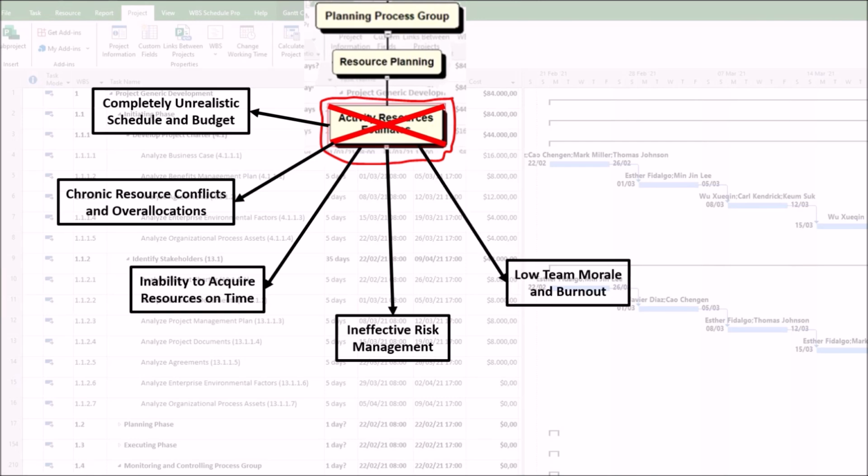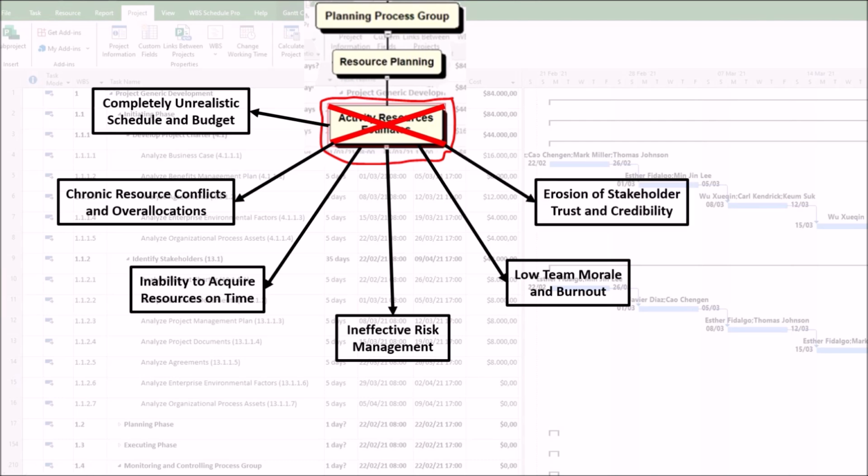5. Low team morale and burnout. If team members are assigned tasks without a clear understanding of tool availability, support, or time requirements, the consequence is that teams are doomed to failure. They are asked to meet impossible deadlines with inadequate resources. This leads to frustration, stress, burnout, and ultimately, high staff turnover, which further harms the project.